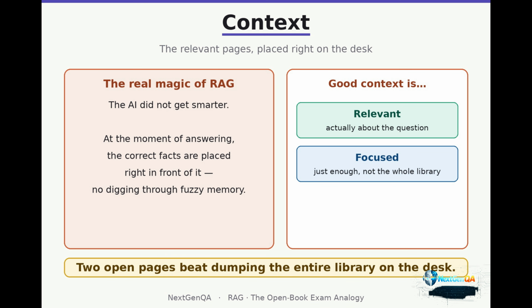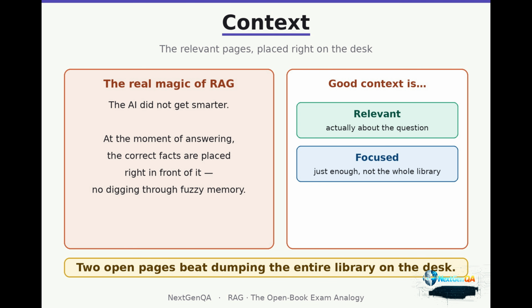So let me stress it. The magic of RAG is not that the AI suddenly became smarter. The magic is that at the exact moment of answering, the correct information is placed right in front of it. The AI no longer has to dig through fuzzy memory. The facts are on the desk.